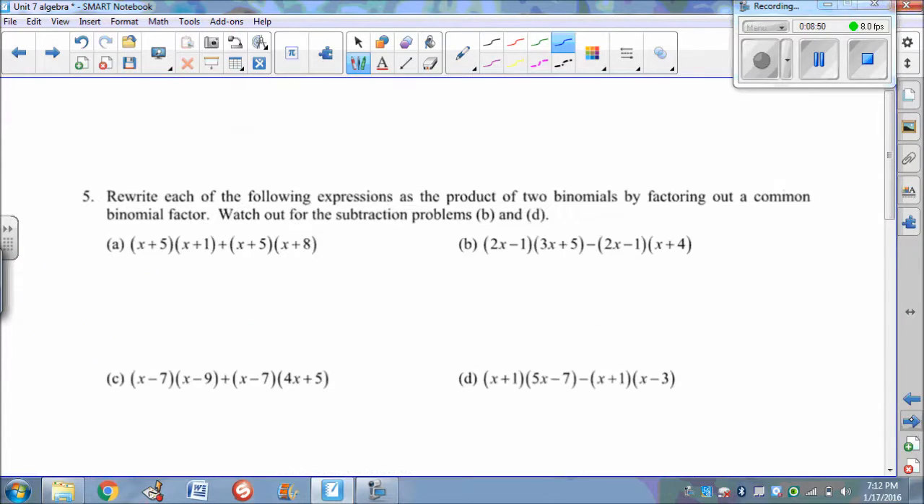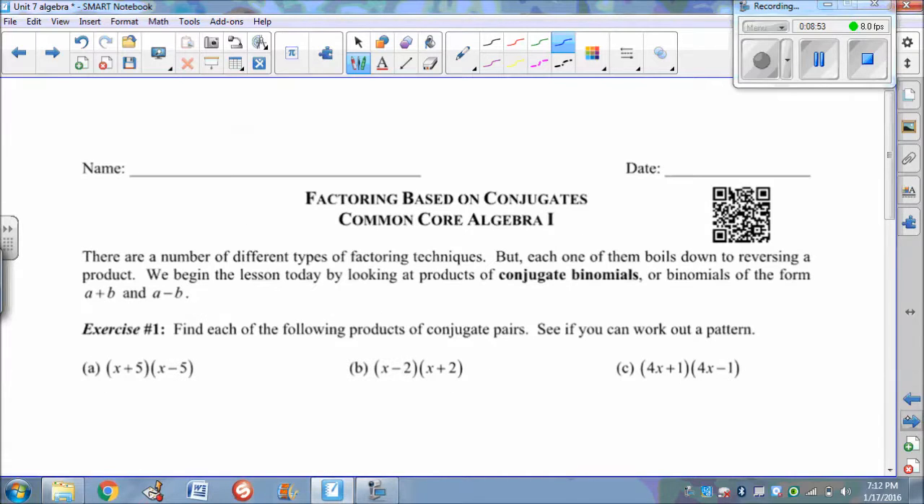So now let's go ahead and move over to lesson 4. Excuse me. So we are factoring based on conjugates. Okay, so we've got a term there that we need to think about. So it says there are a number of different types of factoring techniques. So we just learned our first one, GCF factoring. The second one that we're learning right now is factoring based on conjugates. But each one of them boils down to reversing a product. Okay, we're reversing a product, that's factoring. So we begin by looking at conjugate binomials, or binomials of the form.